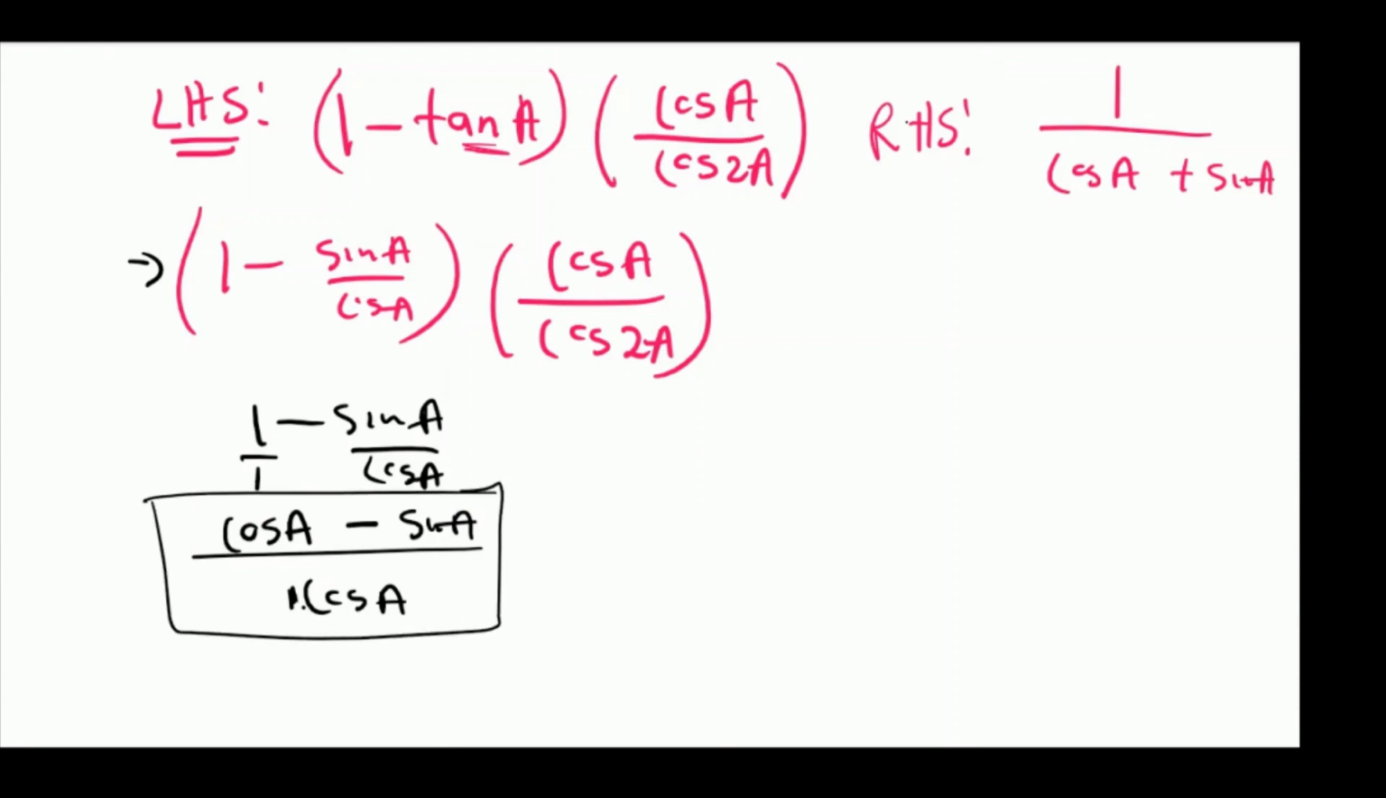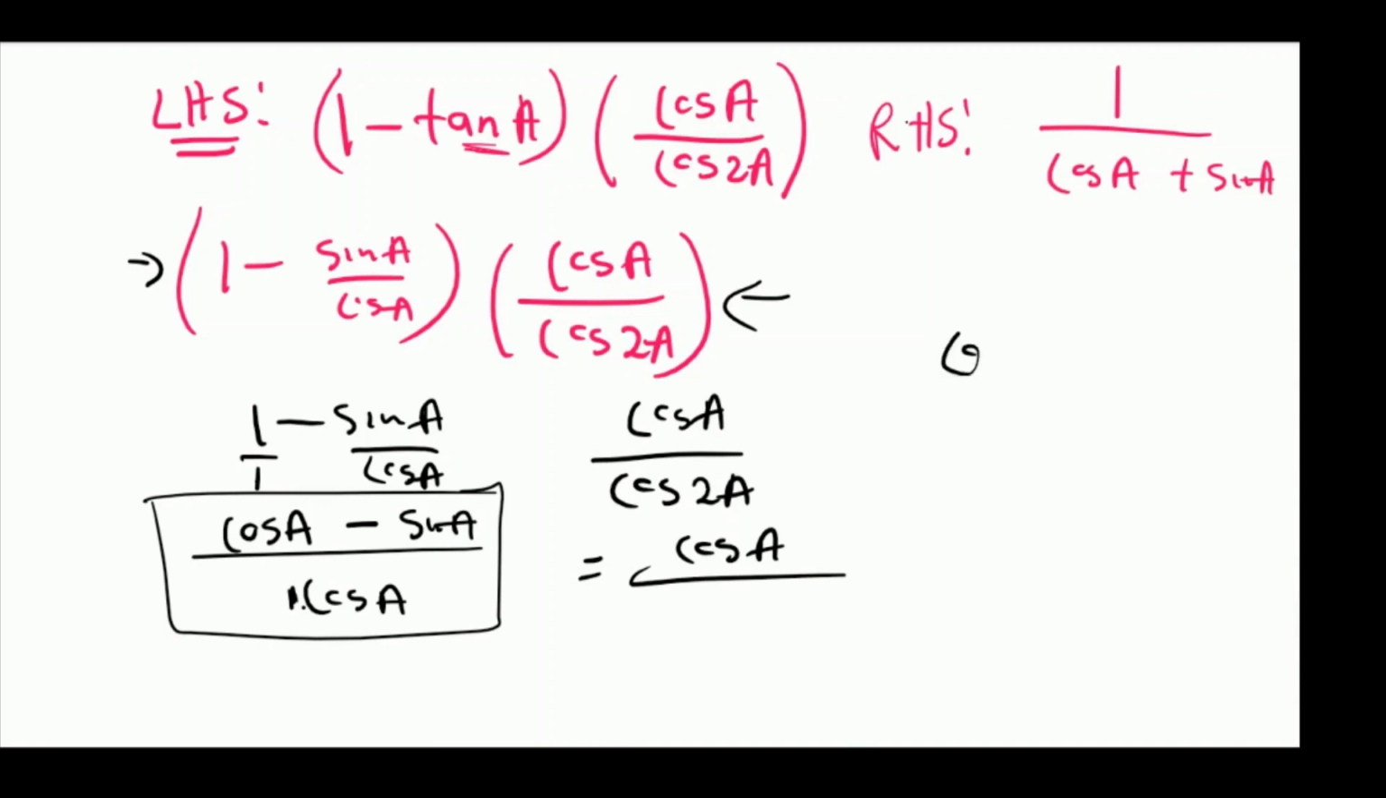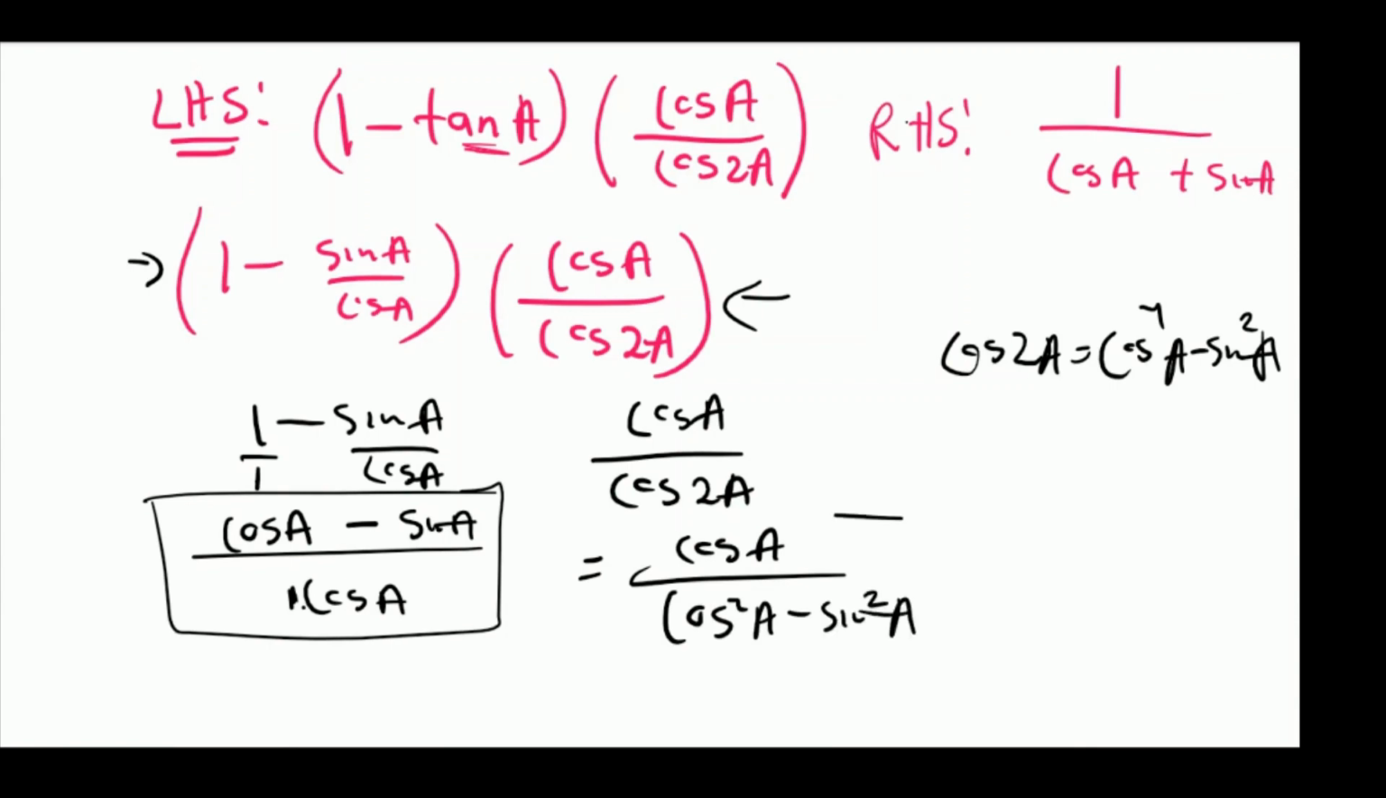And let's deal with this one here. So we have cos of a over cos of 2a. So we're going to write cos of a over, and cos of 2a is the same as cos squared a minus sine squared a, right? So you're simply going to write cos squared a minus sine squared a. So now I've written two expressions, this one here and this one here.